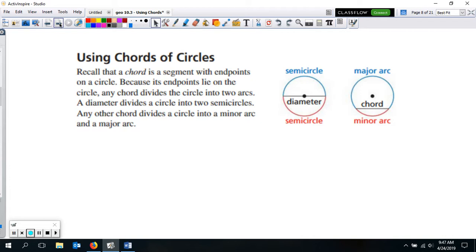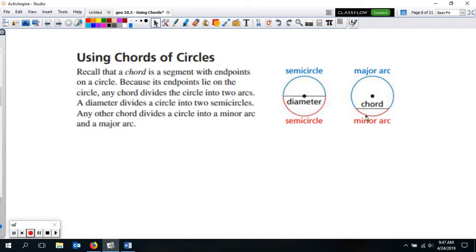Alright, let's go on to look at using chords of circles. So let's remember what a chord is. A chord, again, is just a segment that's going to intersect two sides of a circle. And if that chord goes through the center of the circle, then that chord is a diameter. And if it is a diameter, then it creates two arcs. They're both semicircles if it's a diameter. But if it's not a diameter, it's just a regular chord, then it creates two arcs.